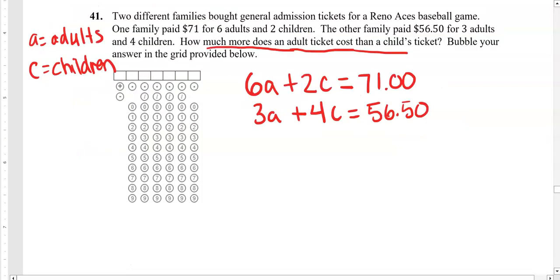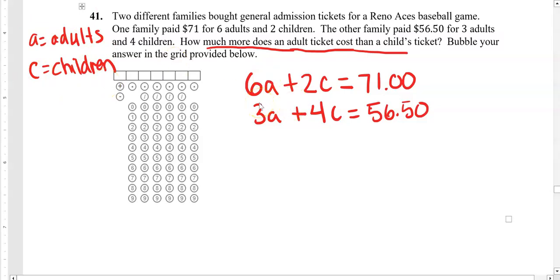All right, question 41 is another systems of linear equations, but in this case, you have to write the two equations. So here we have 2 different families that bought general admission tickets for the Reno Aces baseball game. One family paid $71 for 6 adults and 2 children, and the other family paid $56.50 for 3 adults and 4 children. We want to know how much more an adult ticket costs than a child's ticket. We have to start by identifying what's going to be adults and children. You can use X and Y, that's totally okay. I used A and C so that I knew which one was adult and children.